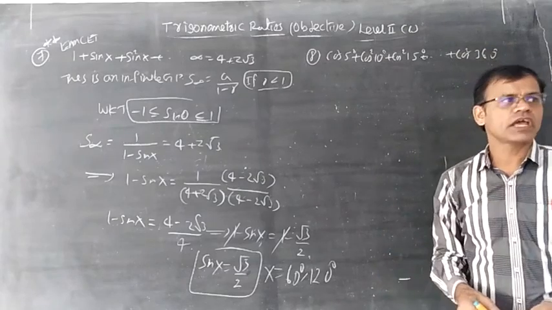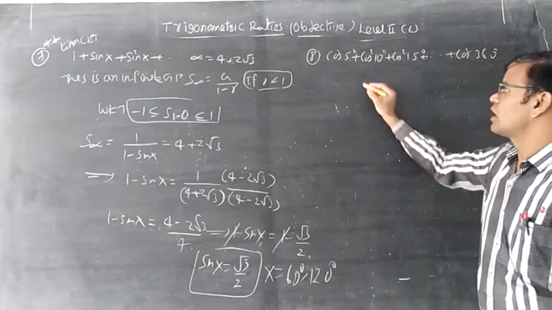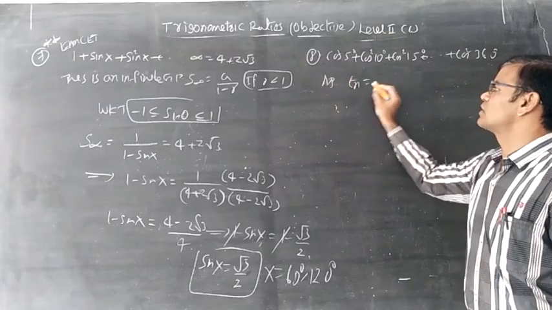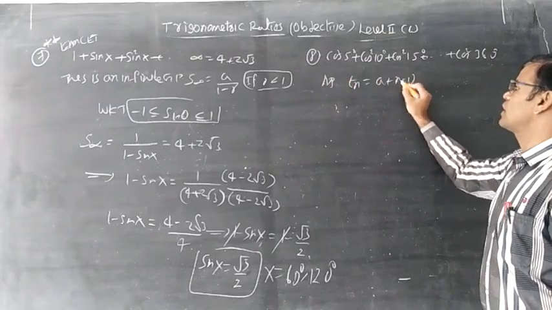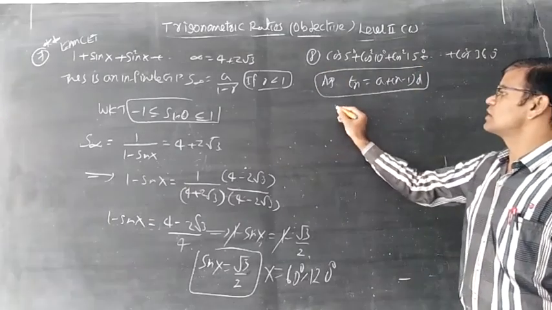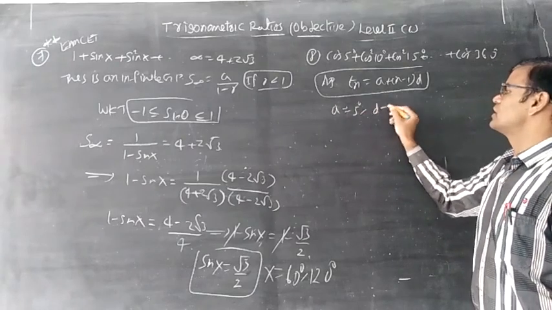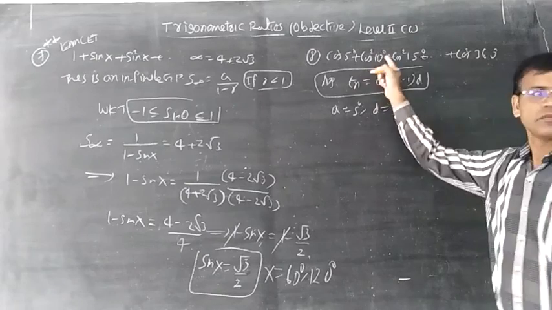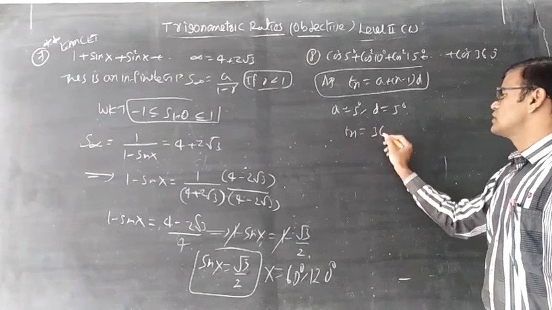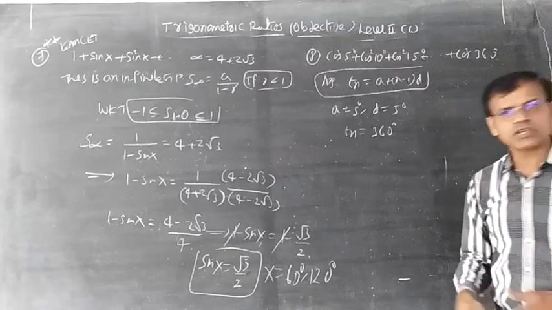Students, do you have any idea about AP, arithmetic progression? What is the Tn value in arithmetic progression? Tn is equal to a plus n minus 1 into d. Here a is equal to 5 degrees and d is equal to 5 degrees, because it goes 5, 10, 15 like that. So Tn is equal to 360 degrees, as given. What is the number of terms? We don't know how many values there are.